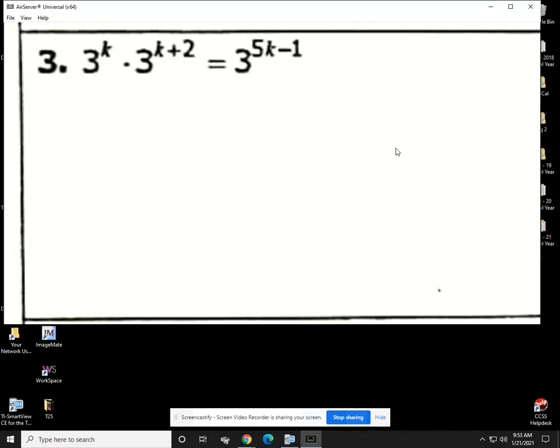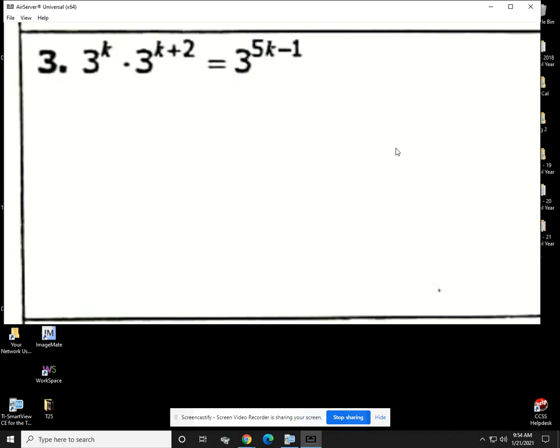Okay, look at this problem. This one has one step more. Look at the left side. Is there something to simplify? Yes, because we have two bases: 3 to the k times 3 to the k plus 2. Let me remind you, how can we get those bases together? Remember x squared times x to the third? When those bases are the same and we're multiplying, how do we get them together? X to the fifth, by adding the exponents. 2 plus 3 is x to the fifth. And that's how Aiden came up with that, right?